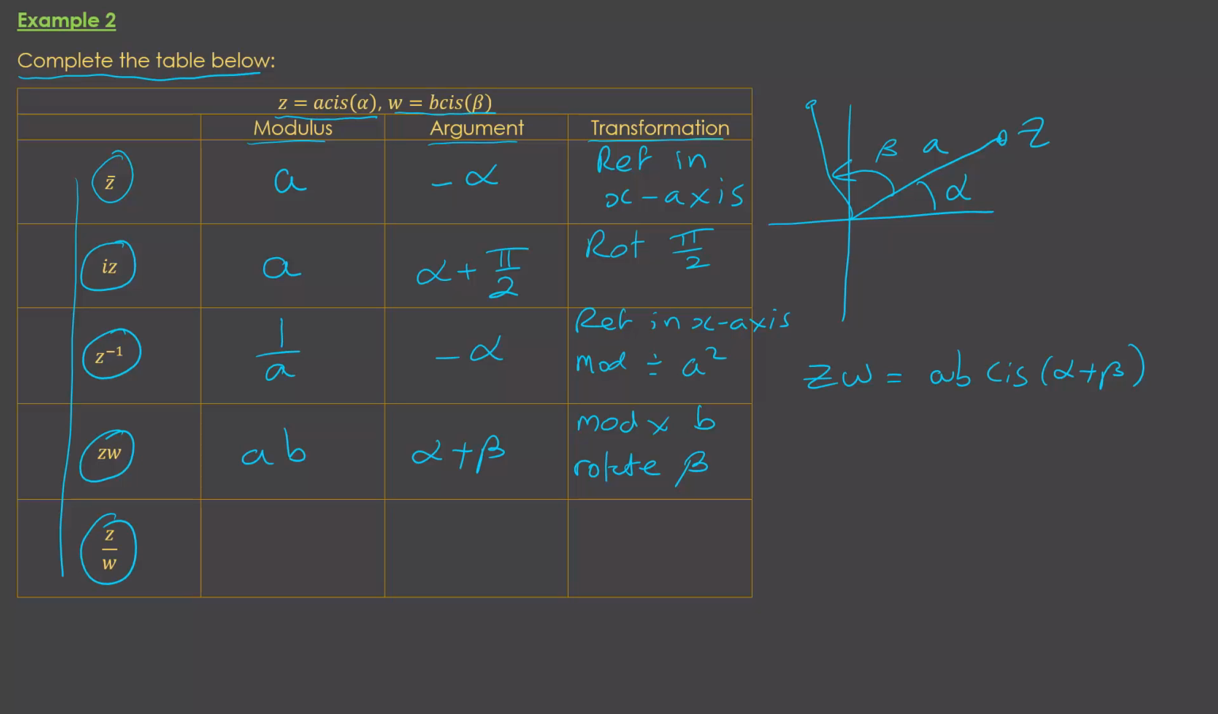And we also mentioned this in the intro to this section. We know that Z divided by W is going to be A over B, cis alpha minus beta. So the modulus is A divided by B. The argument is alpha minus beta. And so we're going to rotate negative beta, or if you like, beta clockwise, and the modulus gets divided by B.